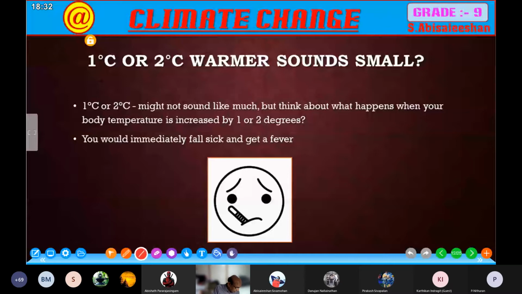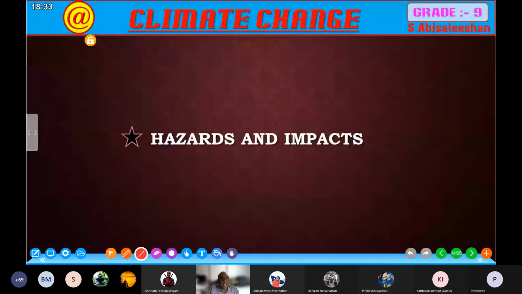Hazards and impacts. Climate change, hazards and impacts. Climate change is accelerating a range of weather-related hazards around the world. Climate change made some hazards more frequent. Climate change made some hazards more intense. These hazards impact people around the world. The same hazard can have different impacts for different people. Let's see to find out more.